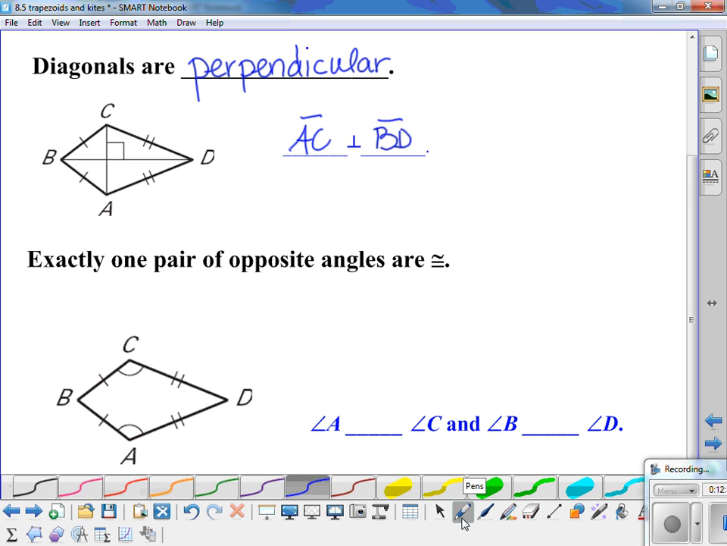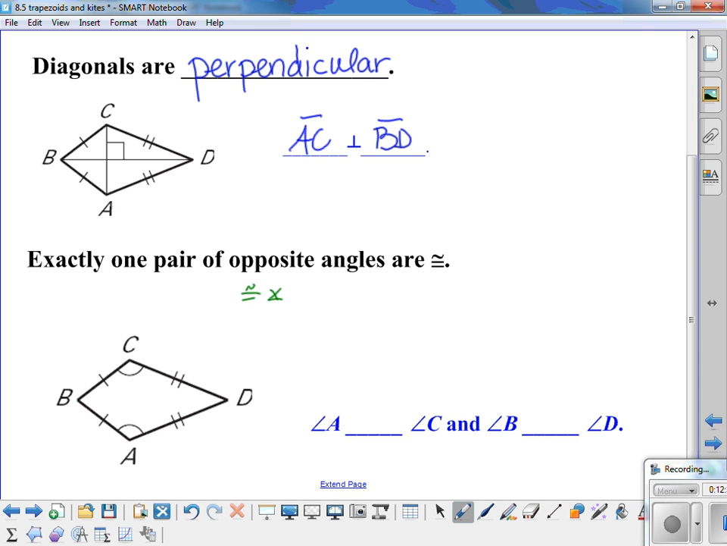Okay? The congruent angles are between the non-congruent sides. And again, if you look at the figure, it's pretty clear that angle B and angle D are not congruent to each other. So you shouldn't have a hard time figuring out which ones are the congruent ones. So I know that angle A is congruent to angle C, and angle B is not congruent to angle D. So we can use these properties to solve some problems.